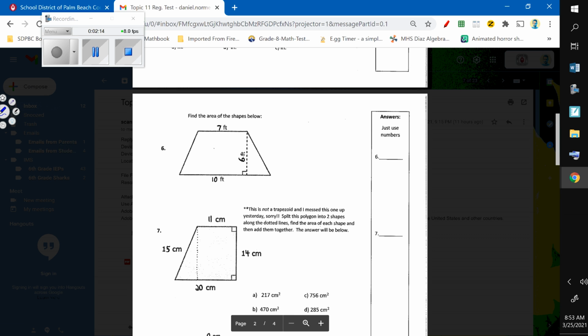Number six, find the area of the shape below. Now, number six is a trapezoid. The top is 7, the bottom is 10, the height is 6. If you forget how to find the area of that, look at yesterday's practice test and you'll see it.